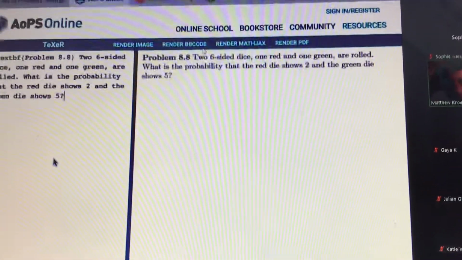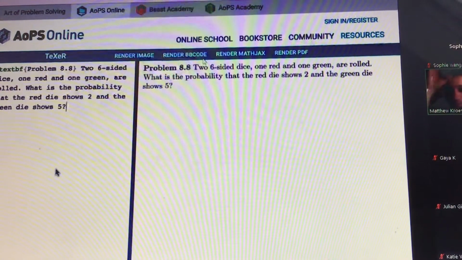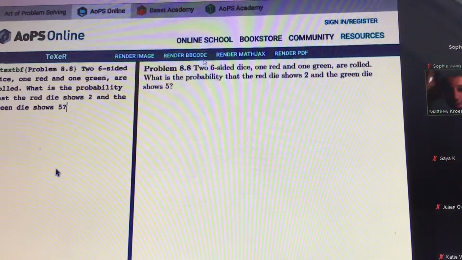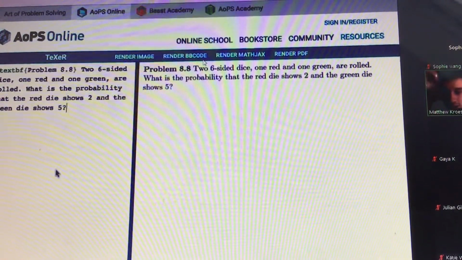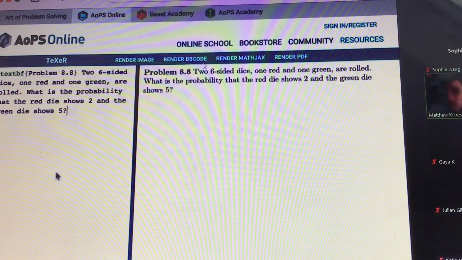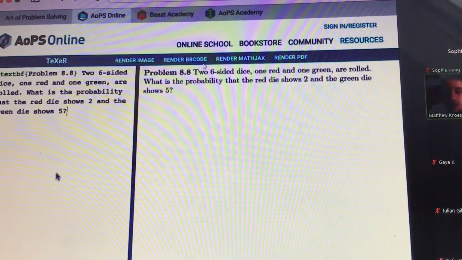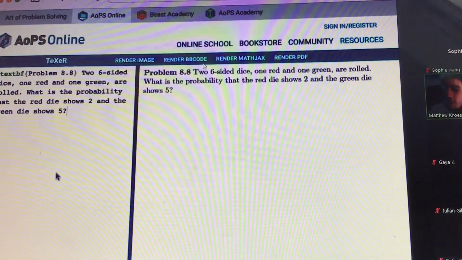Get 1 over 36 that way, but you're also supposed to notice that it's 1/6 times 1/6, because this is the probability that the red die shows a 2 times the probability that the green die shows a 5. Now, a lot of times, not always, but a lot of times, you can multiply two probabilities together to find the probability that those events both happen, right?